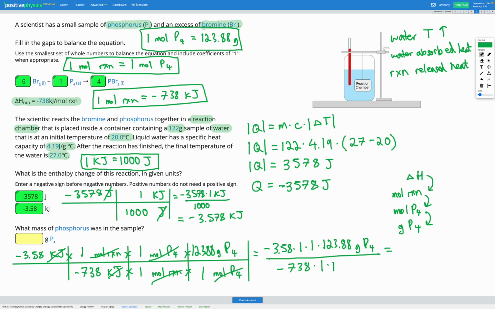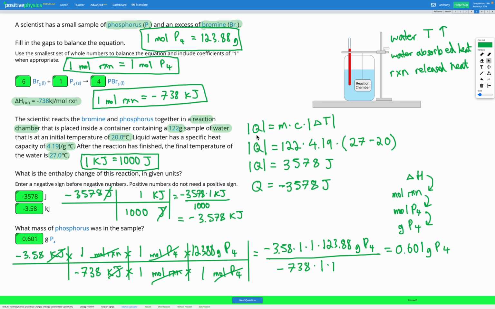If we put that into a calculator, we're going to get out 0.601 grams of P4. So that is our mass. We can put that down here. So when we react 0.601 grams of phosphorus with an excess of bromine, it's going to have an enthalpy change of negative 3.58 kilojoules.